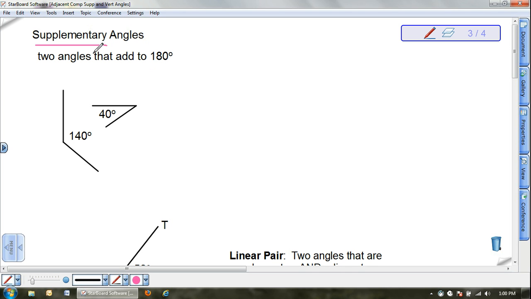But these are supplementary angles, and supplementary angles are two angles that add up to 180 degrees. So just like complementary angles, if we look at these two right here, and they add to 180 degrees, which these do, we know that these two angles are supplementary.